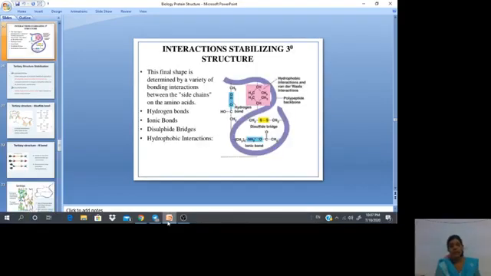Tertiary structure is stabilized by several bonds, that is, hydrogen bonds, ionic bonds, disulfide bridges, and hydrophobic interactions. In the figure, right hand side, there is hydrogen bond, hydrophobic interaction, van der Waals interaction in pink, in yellow, disulfide bridge, and in lower blue, ionic bond is formed. So these bonds stabilize our tertiary structure.